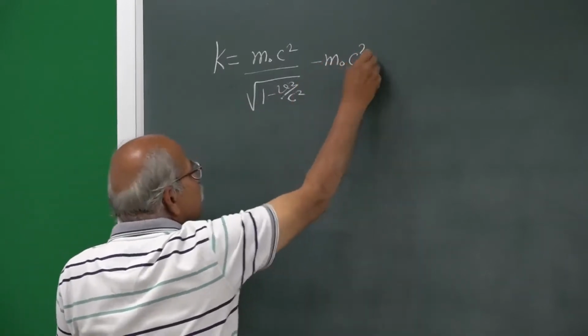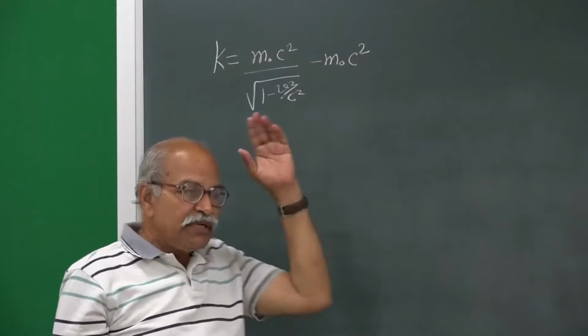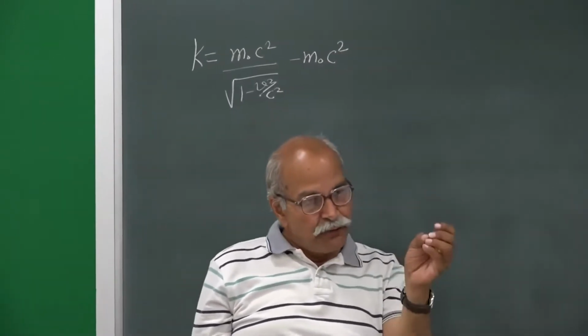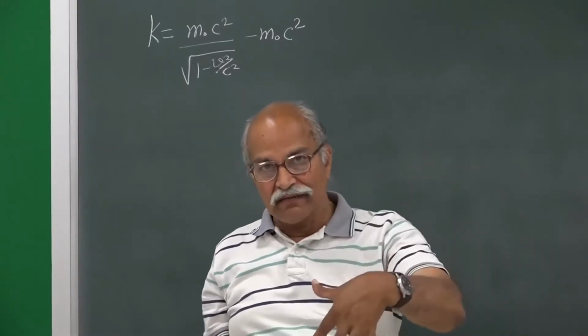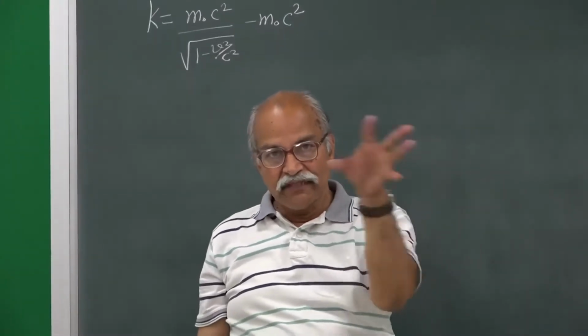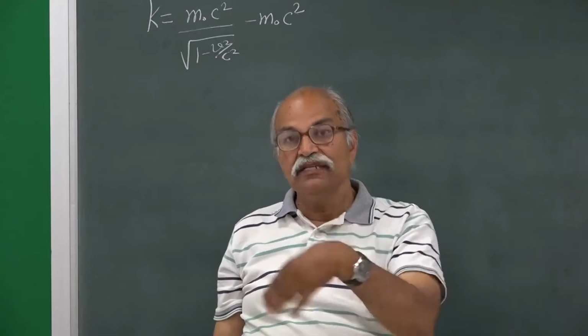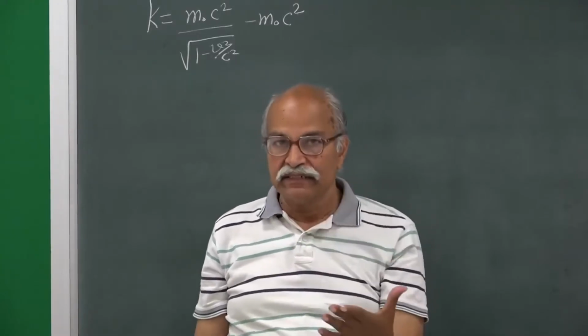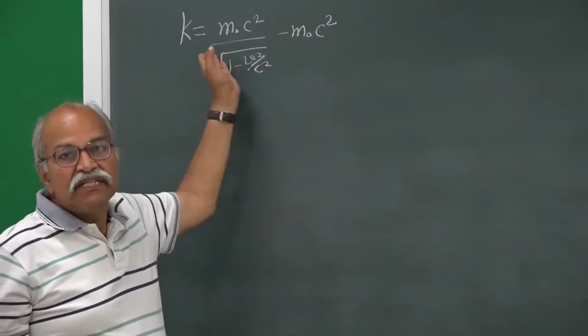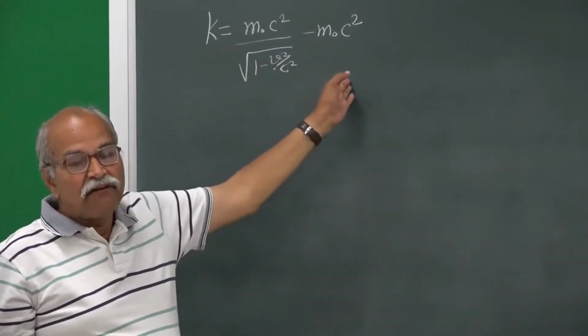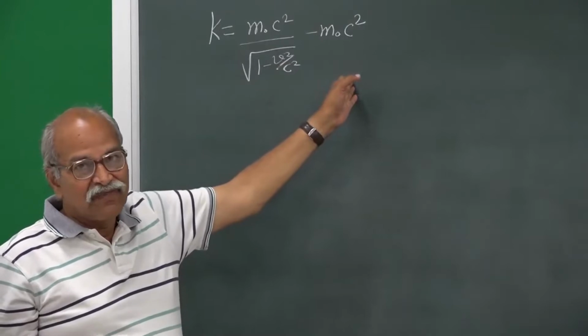and then minus m naught c square. This is the expression we obtained from the very basic definition that if there is a force on the particle and then the force does some work, the work done by the force on a particle is equal to the change in its kinetic energy. So, starting from there we derived this expression, which is very different from half m v square.